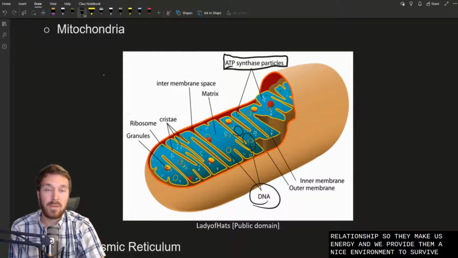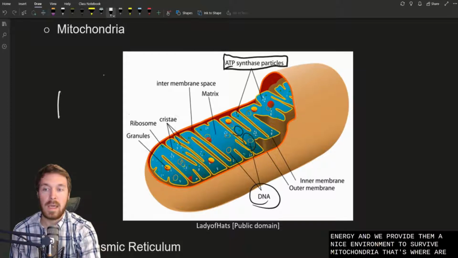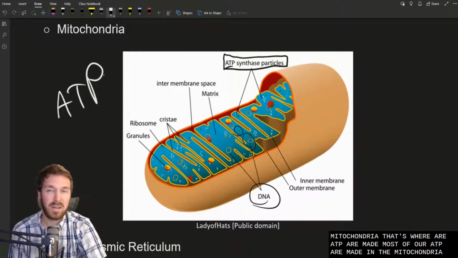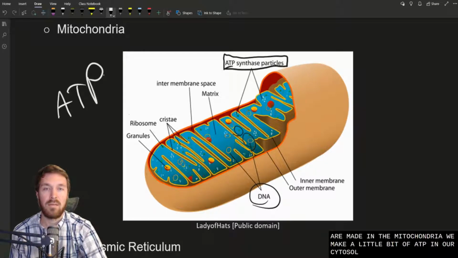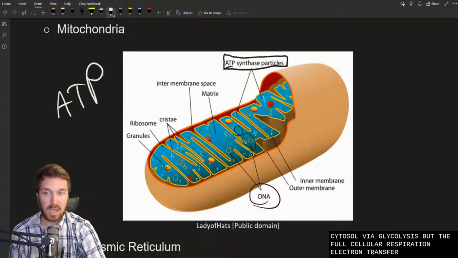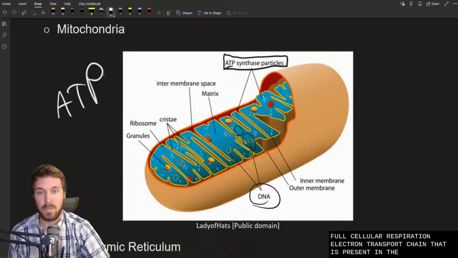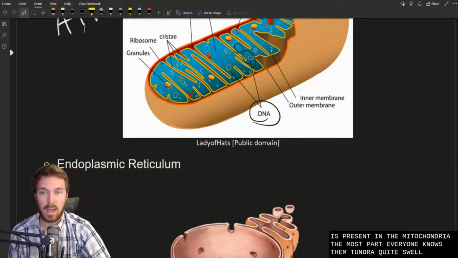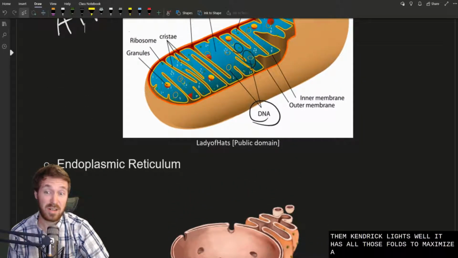So mitochondria, that's where our ATP are made. So most of our ATP are made in the mitochondria. We make a little bit of ATP in our cytosol via glycolysis, but the full cellular respiration, electron transport chain, that is present in the mitochondria. For the most part, everyone knows the mitochondria quite well. Remember, it has all those folds to maximize that surface area.